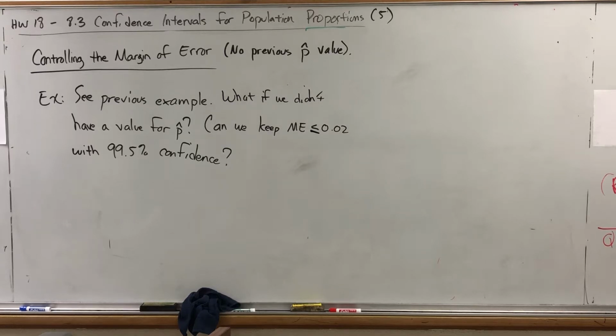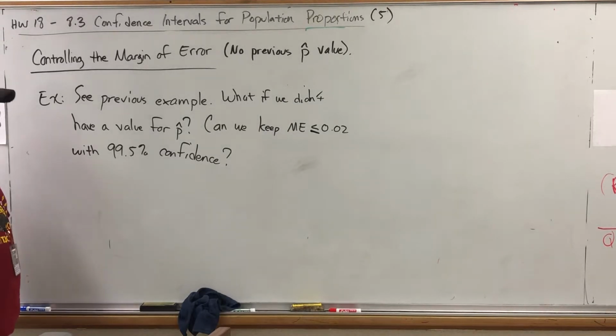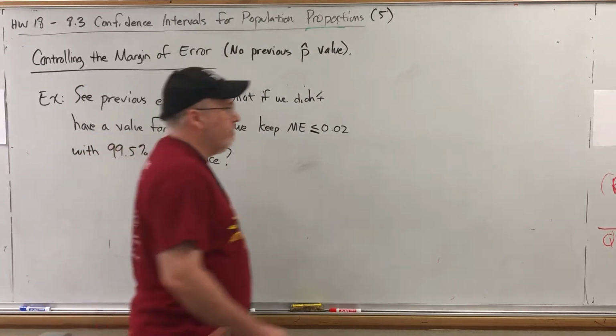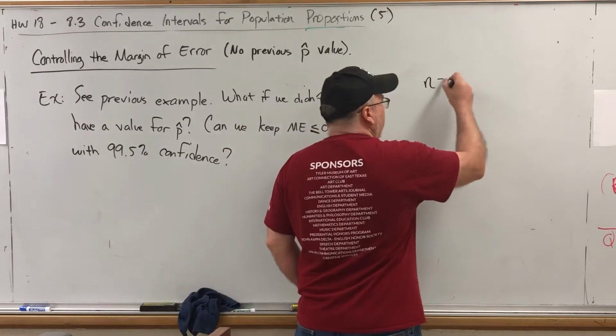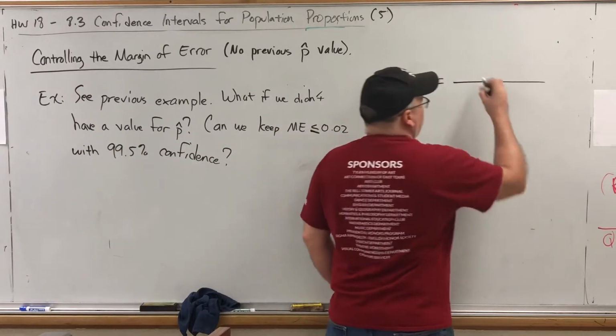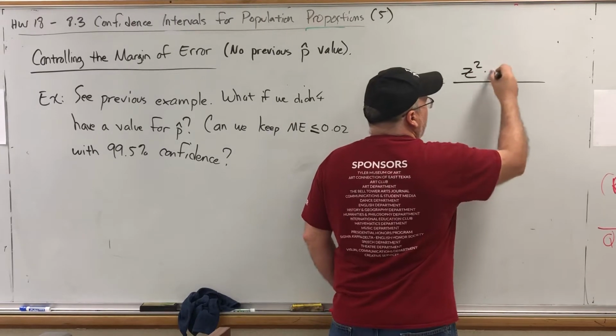Homework 18, section 8.3, confidence intervals for population proportions, video 5. In the last video, we had a formula for controlling the margin of error. I meant to write it on the board prior to starting this video, but it won't take but just a second to write it.